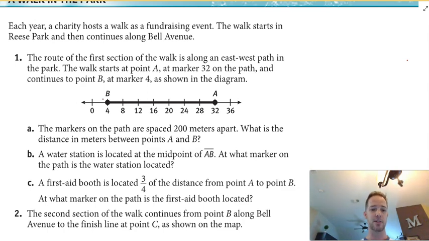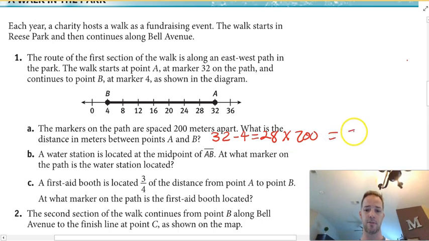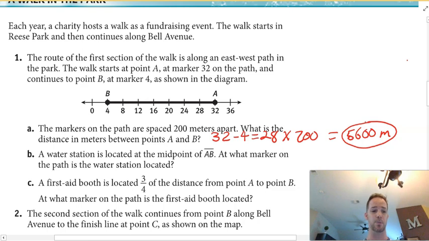The markers on the path are spaced 200 meters apart. What is the distance in meters from points A to B? So the only ones that are indicated with dots on here, or little markers, are every 4 markers. So from 4 to 32, we just find the difference. 32 minus 4 is 28. So there are 28 markers in between the 2 points. And if each marker is 200 meters apart, times 200 gives us 5,600 meters. So the total distance should be 5,600 meters for that first question between points A and B.